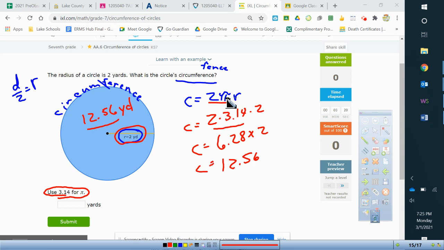The formula is 2 times 3.14 times whatever the radius is. Now remember, if they give you the diameter, do not use diameter. Divide the diameter by 2 and use the radius.